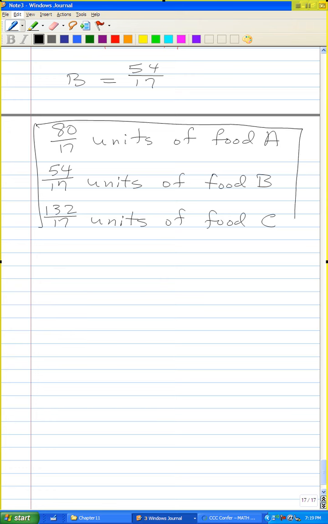And that is your answer. So that really finishes off section 12.1. And I guess we'll start section 12.2 on Monday.